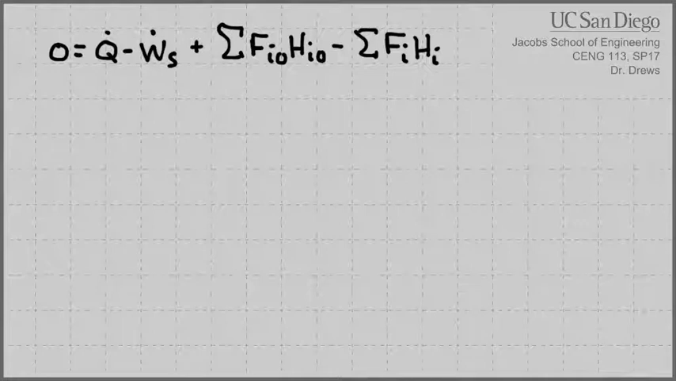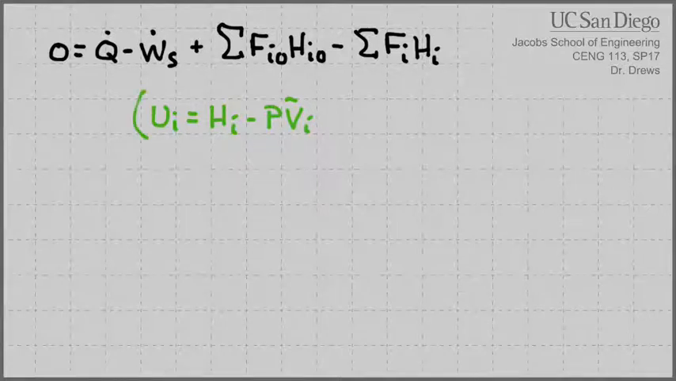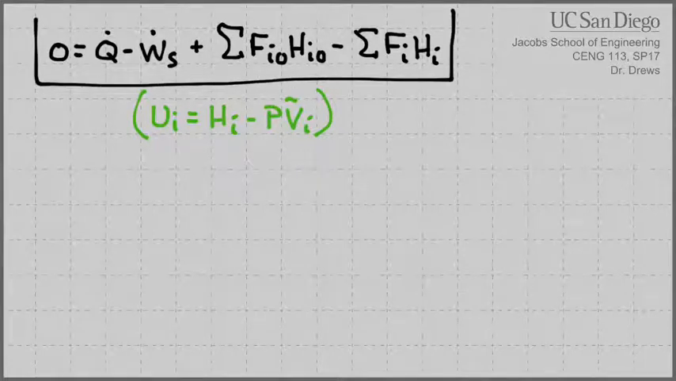Here we've made use of our thermodynamic relationship, which was U sub i is equal to H sub i minus P V sub i. I didn't show you the algebra that we did to do that, but it's in there. This is the starting point that we've got. We always end up starting here.